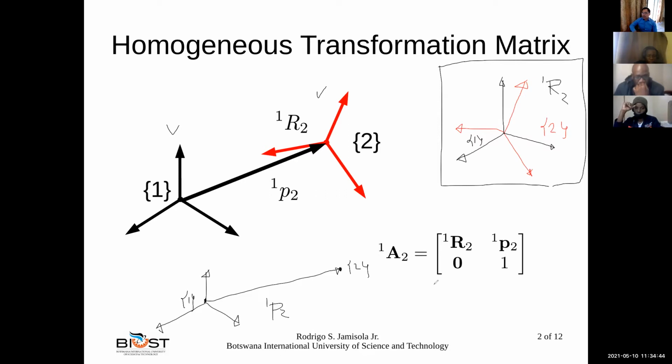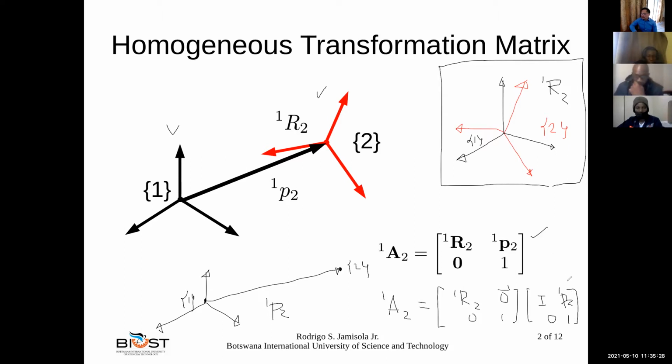So that means that, for example, even here, if you want to do 1A2, it can be separated also. That means that you can put it in two actions. Rotation only, with 0 here, which is the vector, multiplied by the position only. So this is a 3 by 3 identity, and then 2p1, 0, 1.